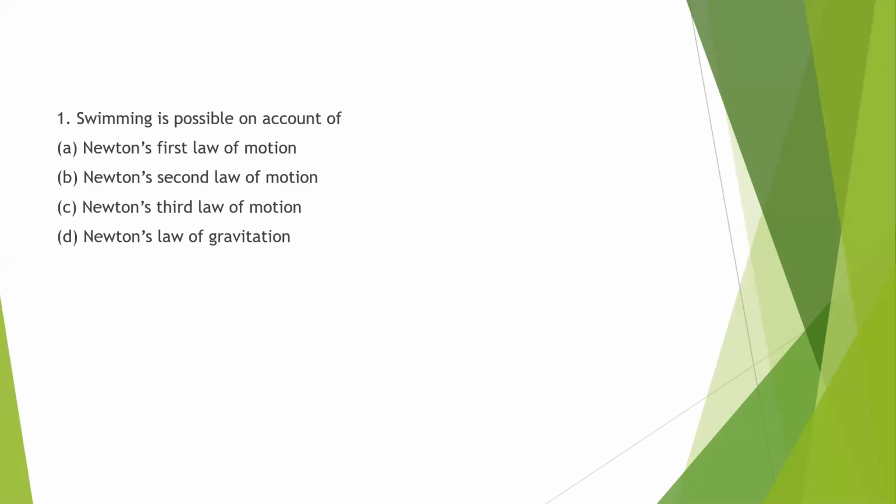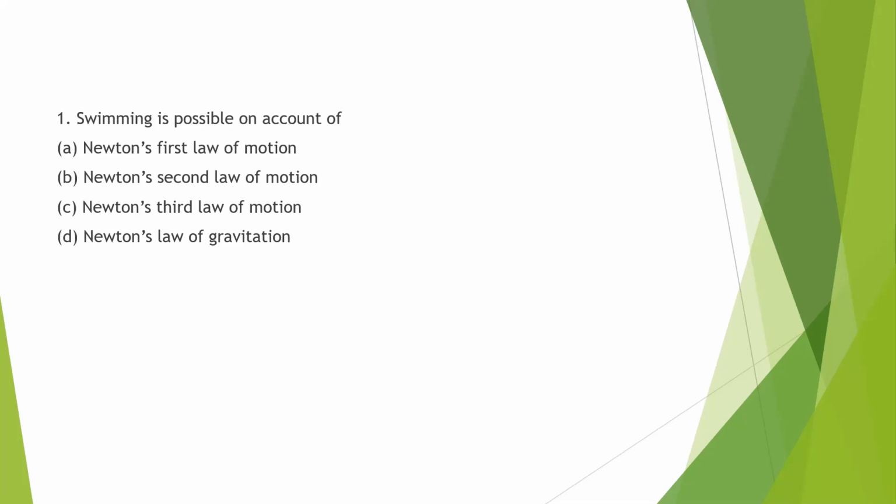So our first question is from the laws of motion chapter. First question is: swimming is possible on account of. We discussed Newton's laws of motion, first law, second law, and third law, in detail, with examples also. Here they have given the options: Newton's first law, second law, third law, and Newton's law of gravitation. As we know, the first law is called the law of inertia, the second law is called the law of acceleration, and the third law is called the law of interaction, right?